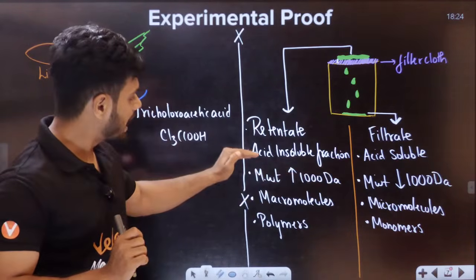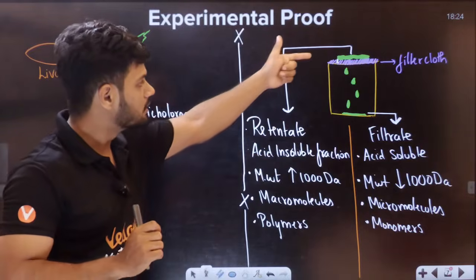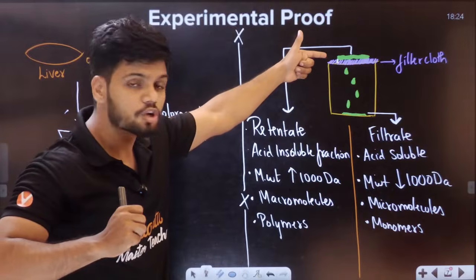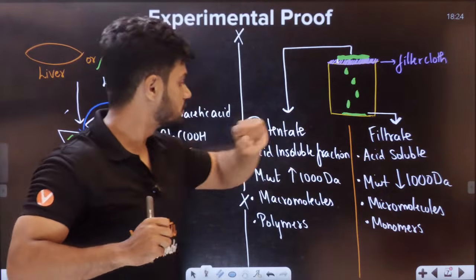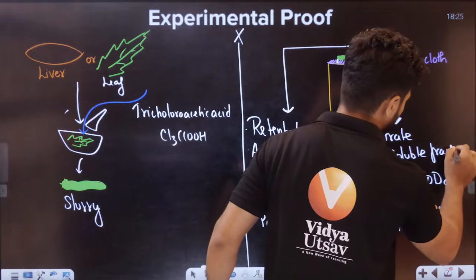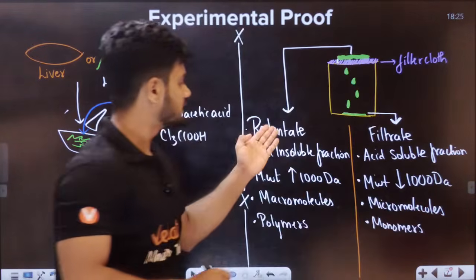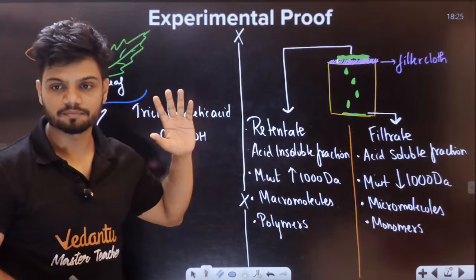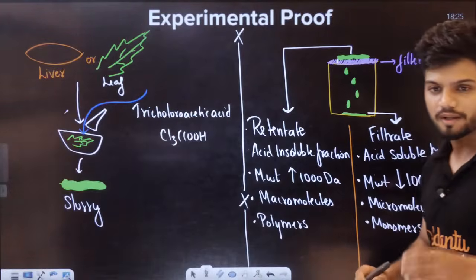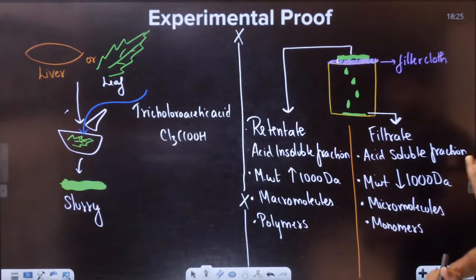Very simple. Acid insoluble fraction, because they are present on top. It means they are completely insoluble. They are insoluble here, and these are soluble. Acid soluble fraction. Okay. The retentate and filtrate, students. Done. Students, you can ask me all silly doubts. I always encourage silly doubts, students.